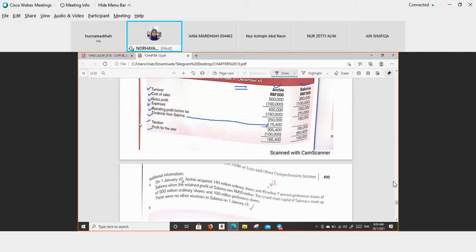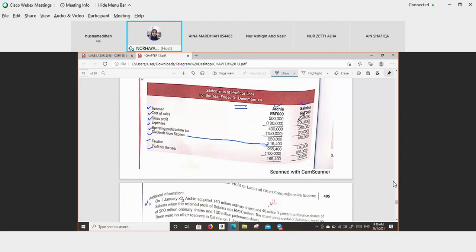Then you have additional information: on 1st January X2, Archie acquired 140 million ordinary shares and 40 million 7% preference shares of Sabrina when the retained profit of Sabrina was 20 million. So you see here, Archie acquired not only the ordinary shares but also the preference shares. For preference shares you must be careful.